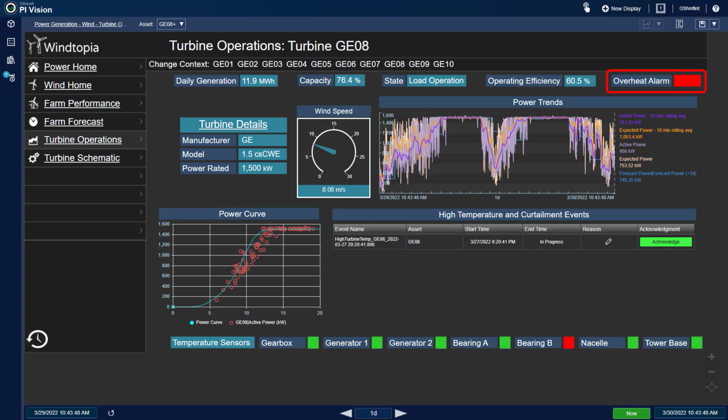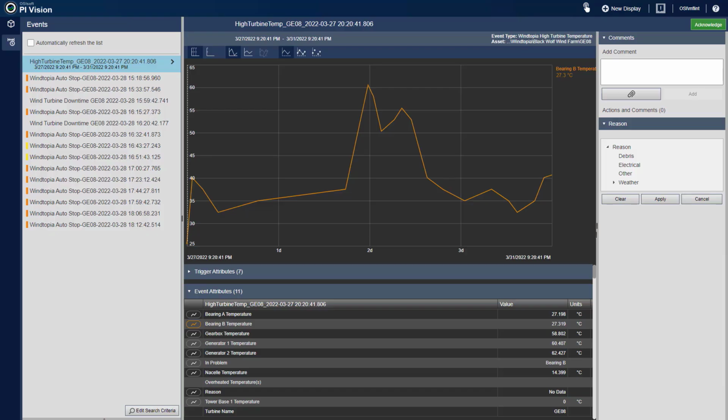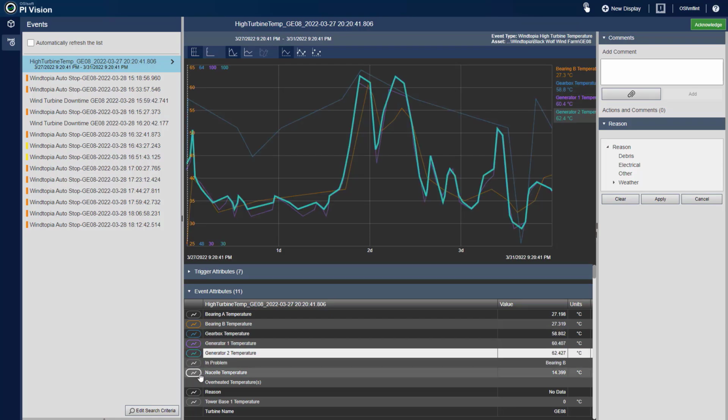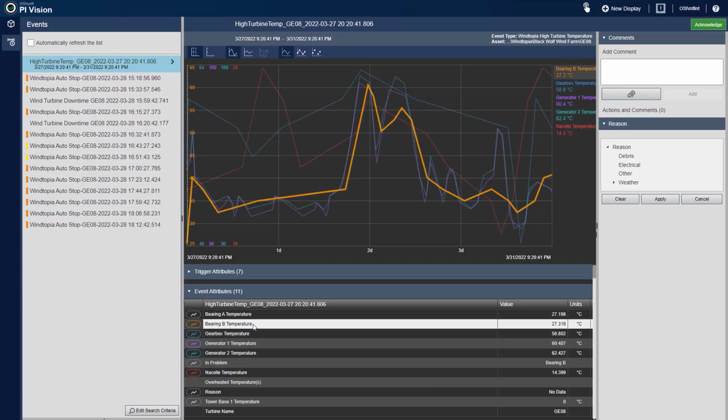They immediately see the turbine has an overheat alarm. This alarm is still in progress. They contact the process engineer to let them know about this event. When the plant manager contacts the process engineer, they are surprised to hear that the process engineer has already received a text message from the Pi system, with a link to this exact display.